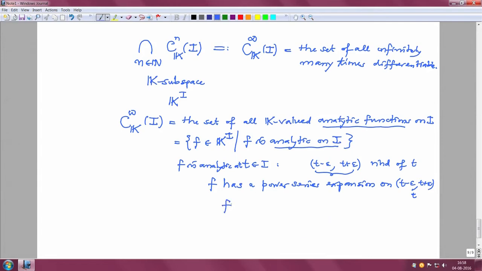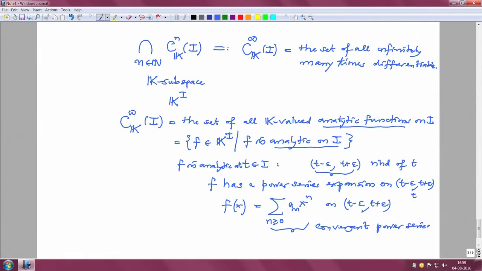So that means f of x looks like a summation of a_n x power n on t minus epsilon to t plus epsilon, where this is a convergent power series. I will not go much into other details.